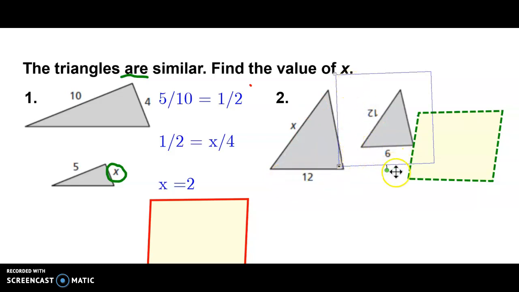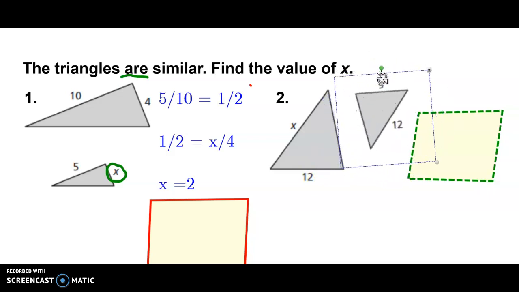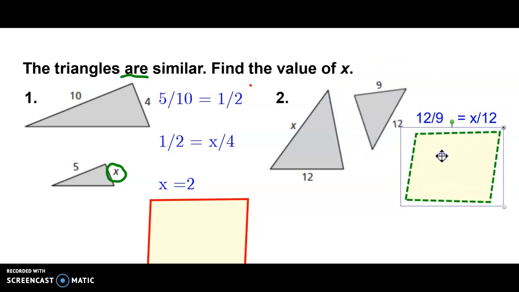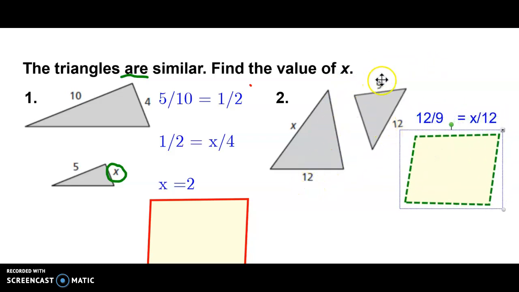These numbers are upside down, so I don't know if you want to leave it this way or if you want to turn it back up. But actually the sides that match are this 12 to the 9. This time I'm putting the big one on top. And the reason why, again, I always want to have my x on the top. I don't have to. I want to go the easiest possible way, and keeping the x on top makes it easy for me. So I know that this 12 is related to this 9, right? When I turn the triangle upside down, I could see that they're in the same place. So 12/9 is equal to x/12.